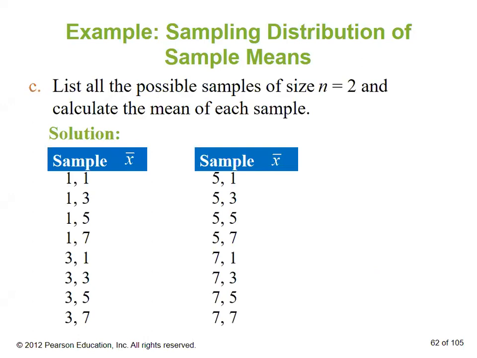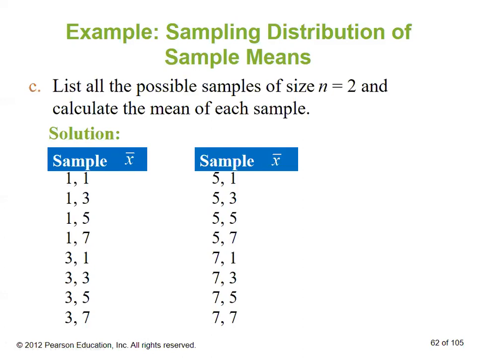Rodney could draw 1 the first time he draws something, and then if he puts it back, the next time he draws, he could also get a 1. Or he could have gotten a 3, or a 5, or a 7. That's the only thing that can happen if the first draw was a 1. After that, we'd have to consider what if his first draw wasn't 1? Maybe it was 3. Then he could have gotten a 3 and a 1, and a 3 and a 3, and so forth. So do you see we've got every possible combination here?